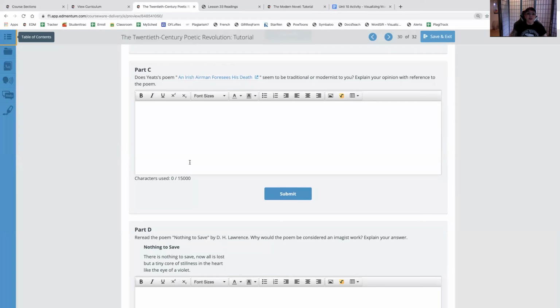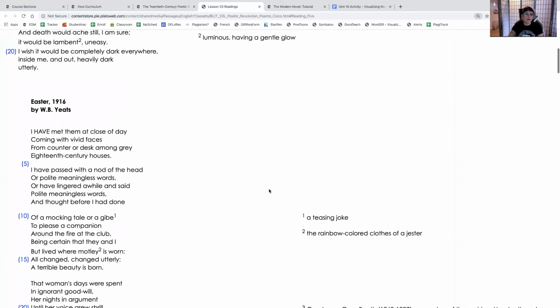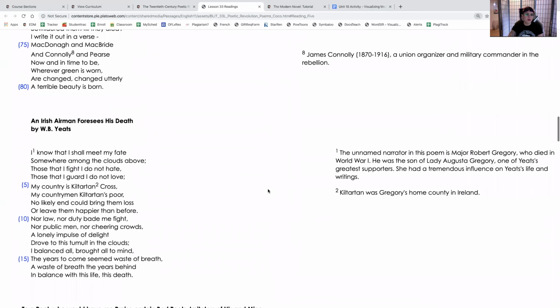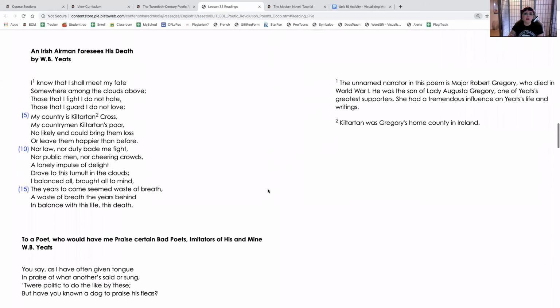Okay. Part C. Does Yeats' poem, An Irish Airman Foresees His Death, seem to be traditional or modernist to you? Explain your opinion with reference to the poem. So I'm going to give you both ideas after we read it. Just real fast, the unnamed narrator in this poem is Major Robert Gregory, who died in World War I. He was the son of Lady Augusta Gregory, one of Yeats' greatest supporters. She had a tremendous influence on Yeats' life and writings.